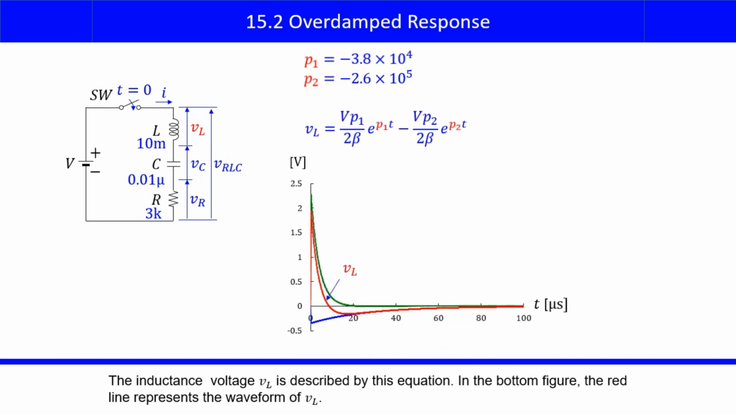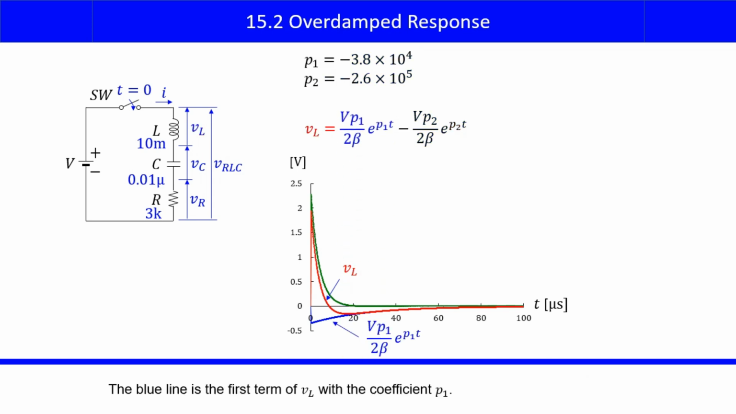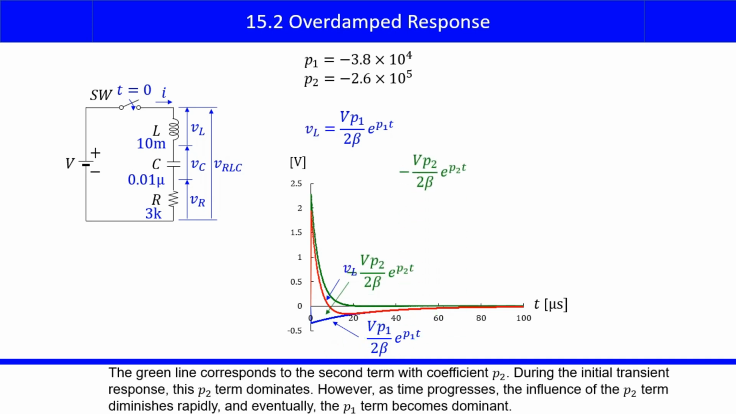The inductance voltage VL is described by this equation. In the bottom figure, the red line represents the waveform of VL. The blue line is the first term of VL. The green line corresponds to the second term with coefficient P2. During the initial transient response, this P2 term dominates. However, as time progresses, the influence of the P2 term diminishes rapidly, and eventually, the P1 term becomes dominant.